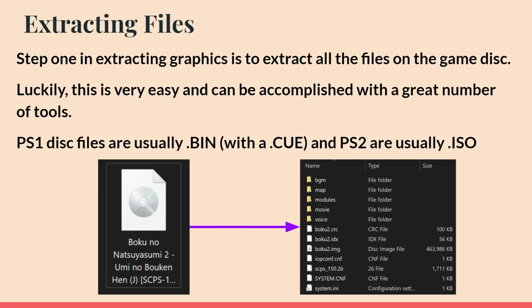Now, the first thing that we have to do is to get the actual files themselves. And luckily, this is pretty easy, and there are a lot of tools that we can use to help us out. What we want to extract files from are the disk images. These are .bin files for PS1. Usually there'll be an accompanying .cue file. And on PS2, these are ISO files.